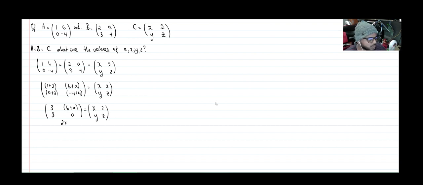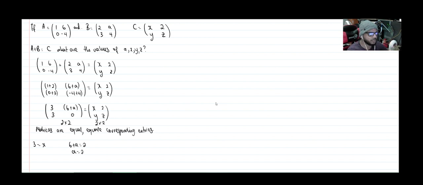So this is a 2 by 2 equal to a 2 by 2. We need to say that matrices are equal, equate corresponding entries. So my first entry will be equal to my first entry. So I will have 3 is equal to X. I will have 6 plus A is equal to 2.